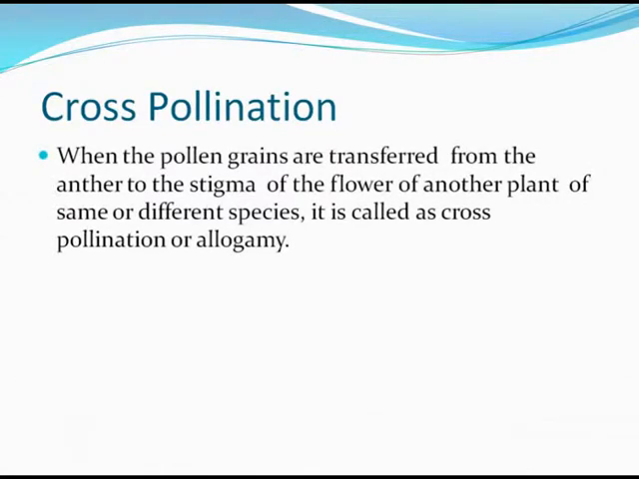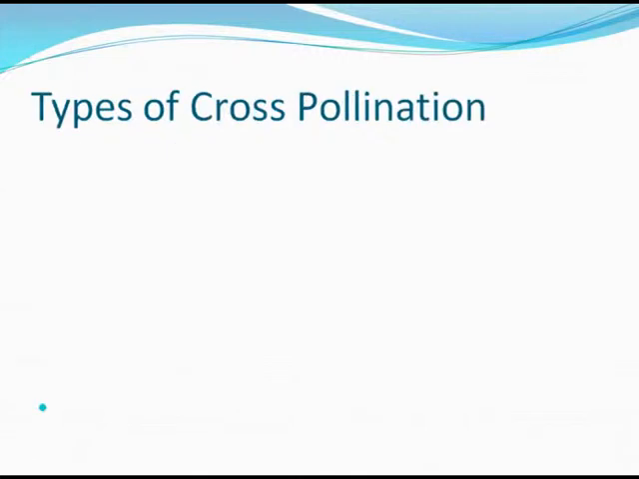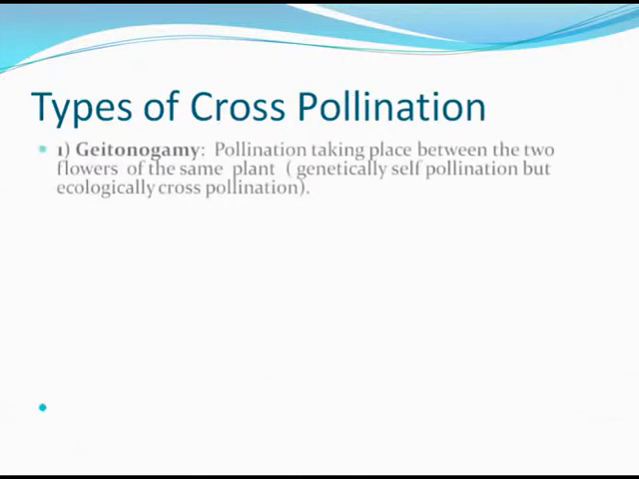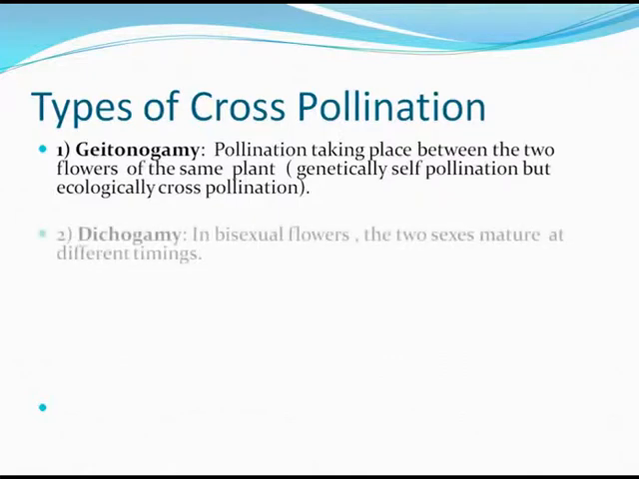Cross-pollination. When the pollen grains are transferred from the anther to the stigma of the flower of another plant of the same or different species, it is known as cross-pollination or allogamy. Types of cross-pollination. Geitonogamy. Pollination takes place between the two flowers of the same plant. Genetically self-pollination, but ecologically it is cross-pollination.